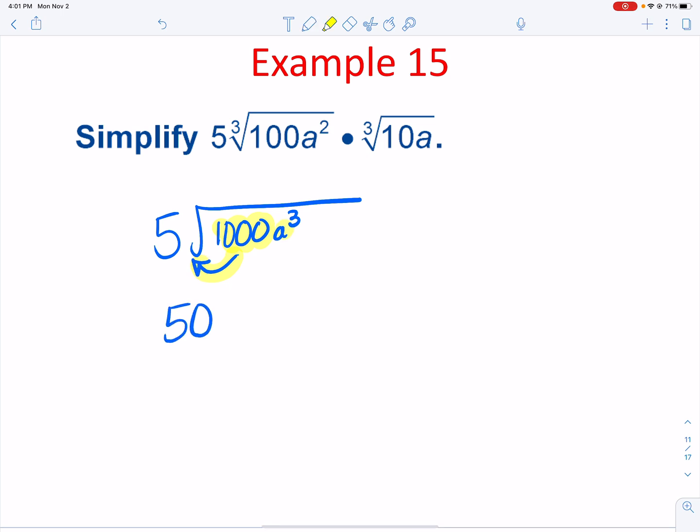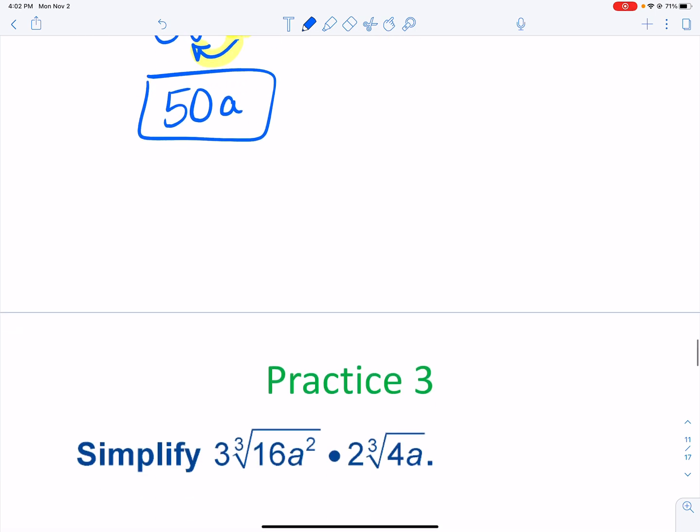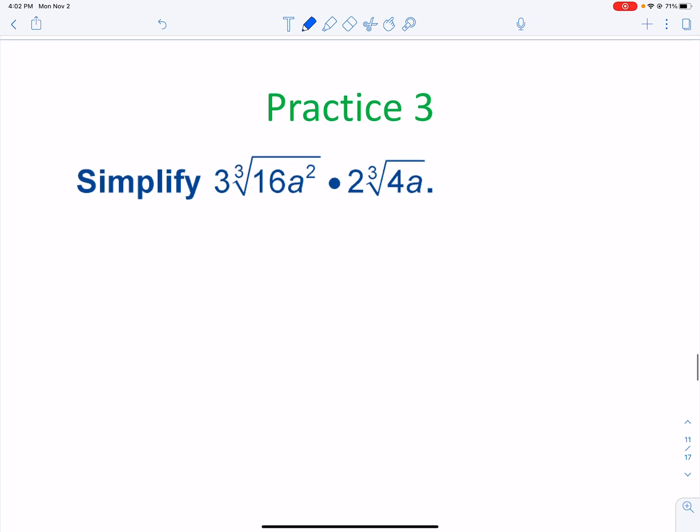And a cubed is a perfect cube. I forgot my cube on this. Sorry. A cubed is a perfect cube. It would come out and be 50a. Okay, so you try this one. It's just a practice. Write it down and try it.